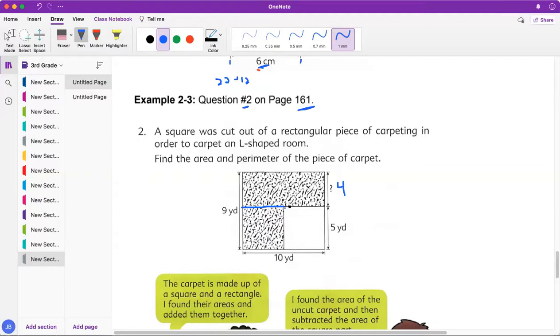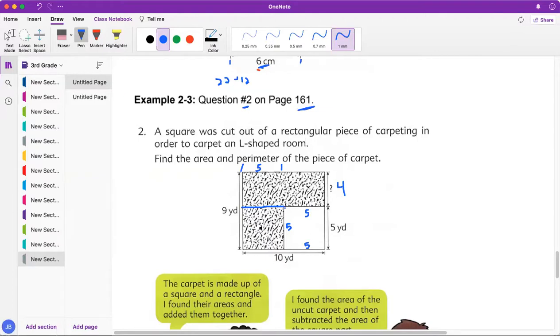Oh, so we know, sorry Luke, that would have actually worked. We know that this part's square. So this is five, and this is five, and this is five. So from here to here is five. You were right. My bad. I misread the question. All right.